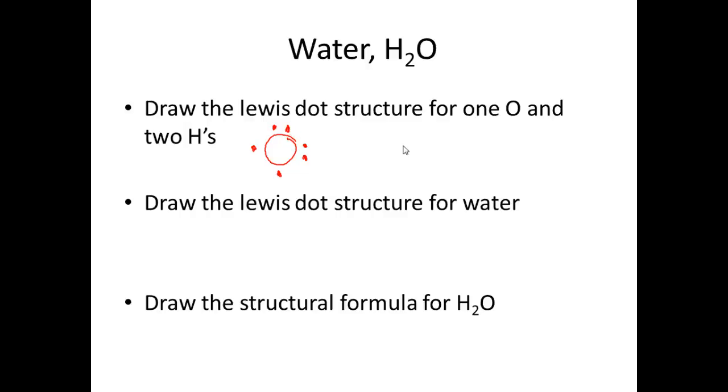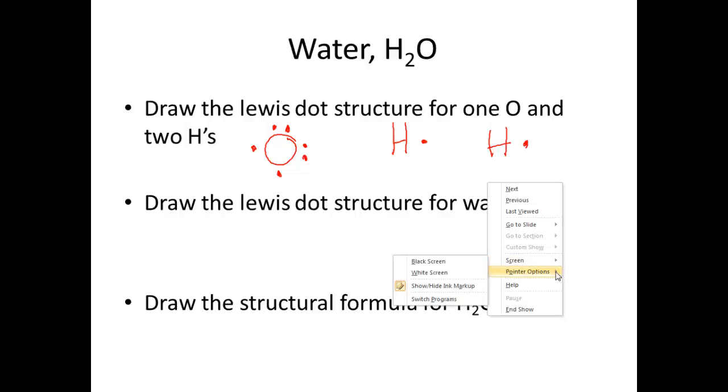So hydrogen each looks like this. So hydrogen makes how many bonds? 1. Oxygen makes how many bonds? 2. It makes 2 bonds because these are our bonding electrons. And I'll write that down up here.